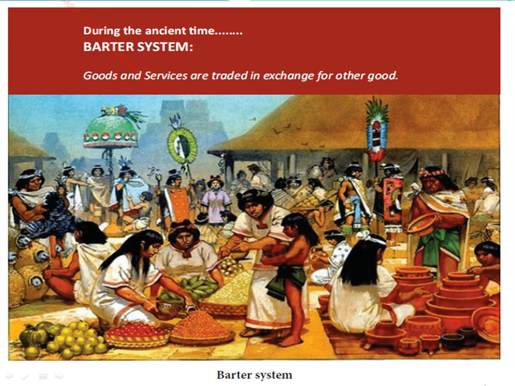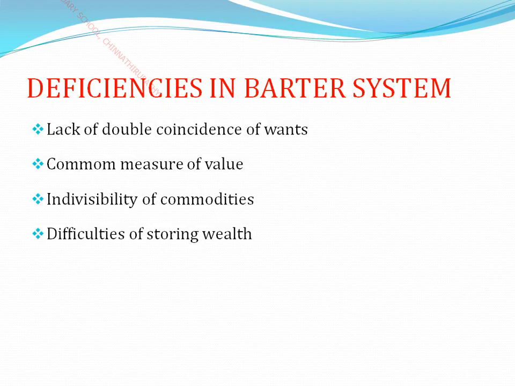Okay, children? But nowadays the barter system is not followed because it caused a lot of problems, a lot of demerits. Let us see in the forthcoming slides. Deficiencies of the barter system. What are all the demerits? What are all the problems in the barter system? One is lack of double coincidence of wants. Another is common measure of value, indivisibility of commodities, and difficulties of storing wealth. Okay, children? Next, you are going to see about lack of double coincidence of wants.